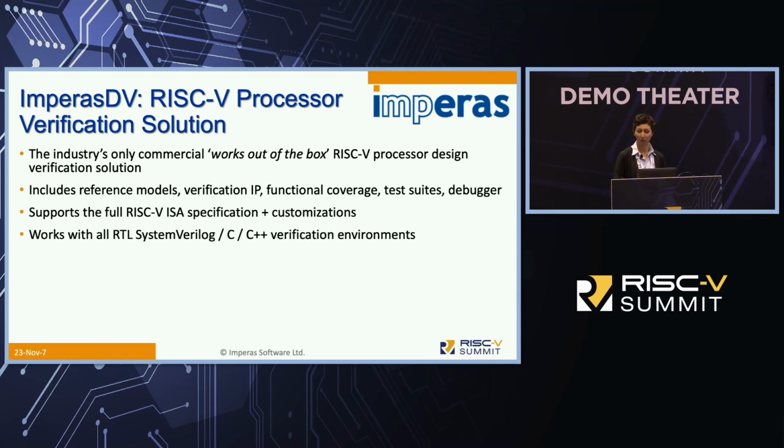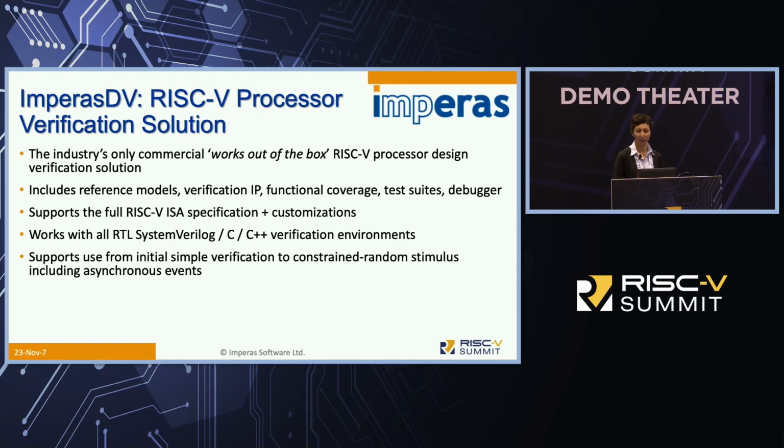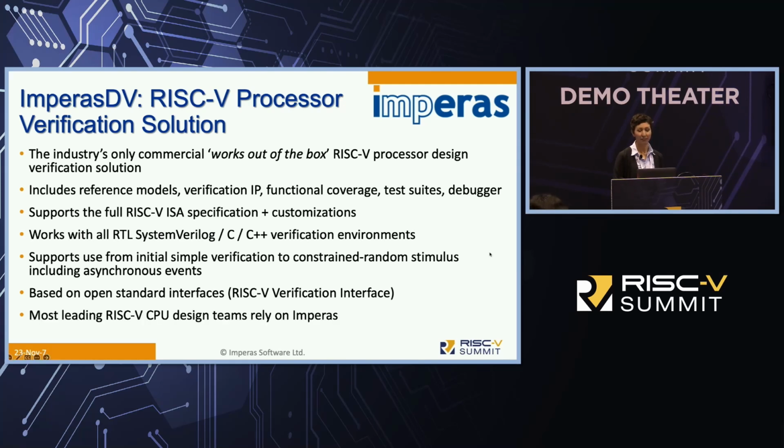Imperas-DV works with all verification environments, whether they are implemented in SystemVerilog, C, C++, or Python. It supports increasing usage from early bring-up to constrained random stimulus for verification closure, and it's based on the RVVI interface, which promotes best practices and reuse in verification. Imperas-DV is in use today by many organizations, some of which have already reached silicon.